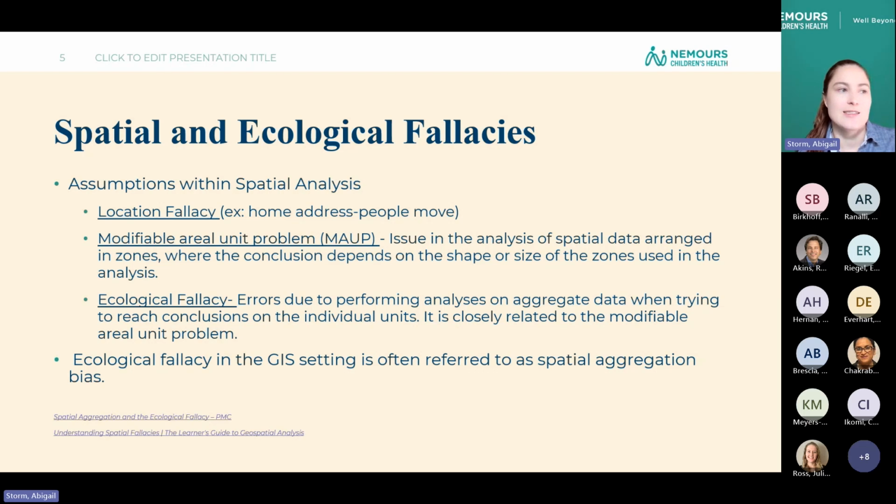This is just a reminder: you cannot assume anything about an individual who lives in a certain census tract or certain zip code just because it's showing that a large portion of that population in that zip code has asthma. You can't assume that an individual would have asthma in that community. And this is where clinical data comes in.